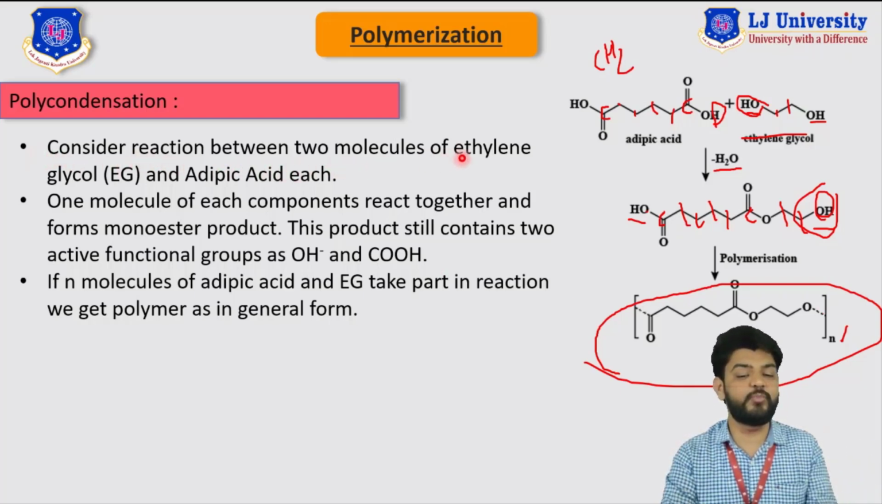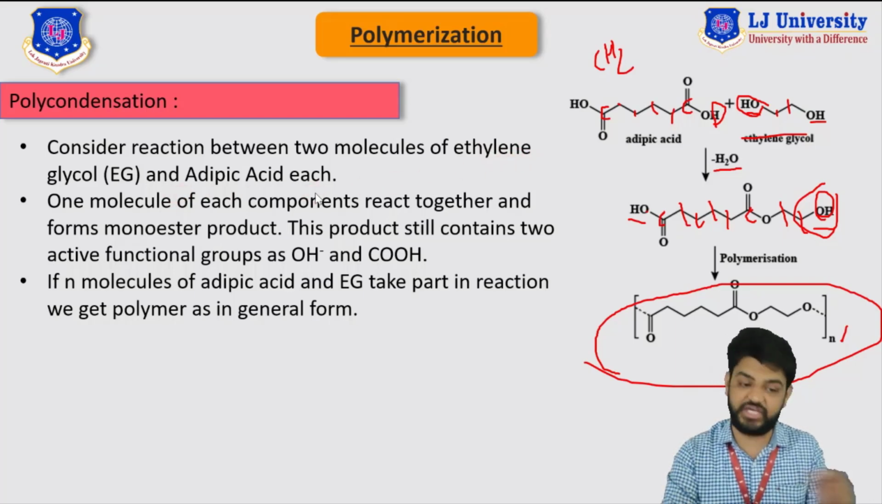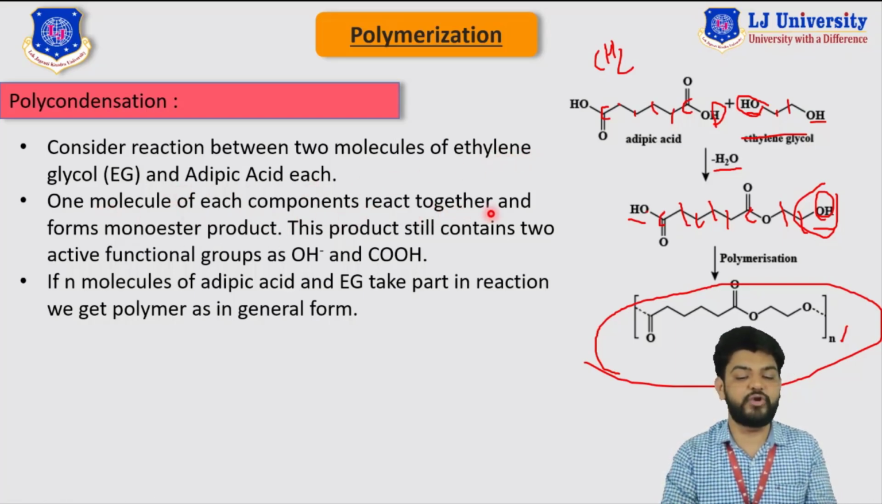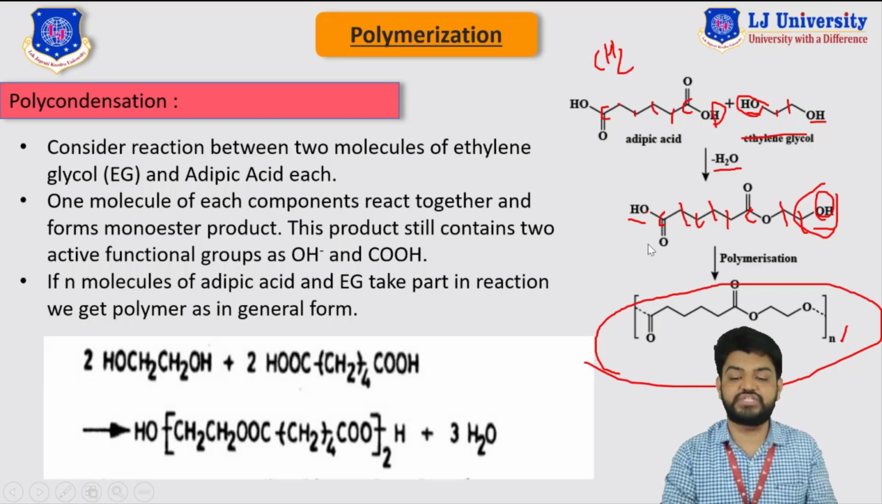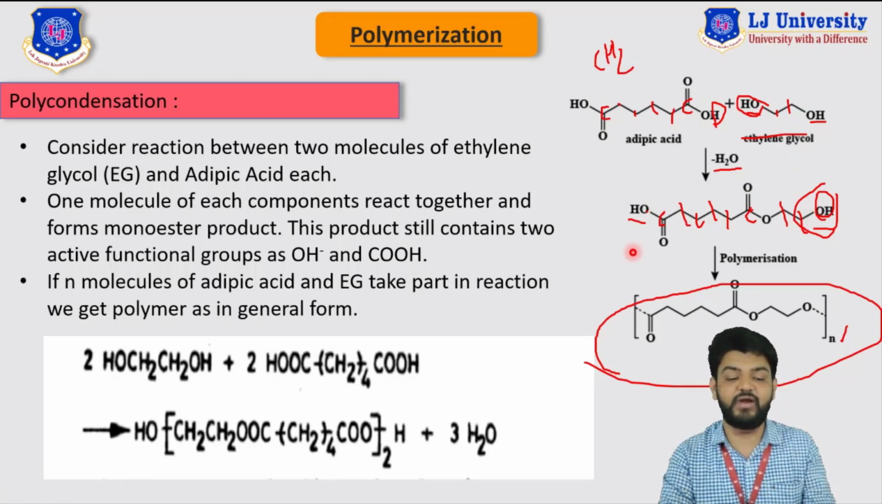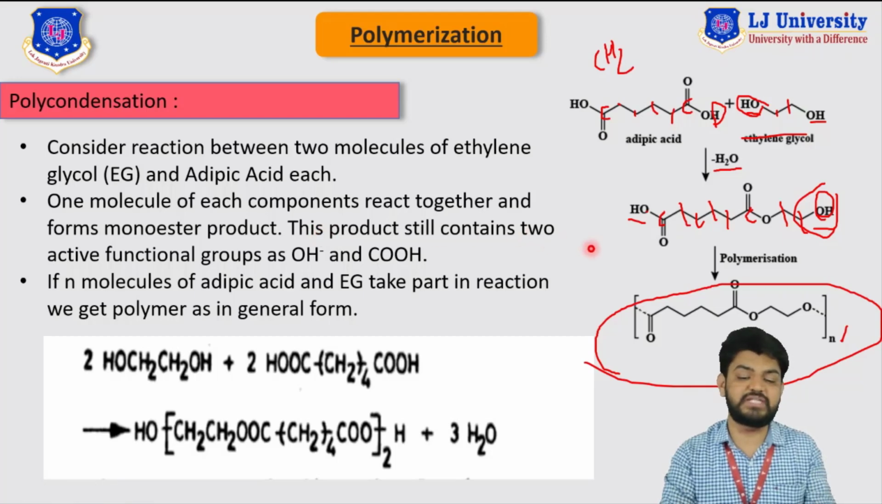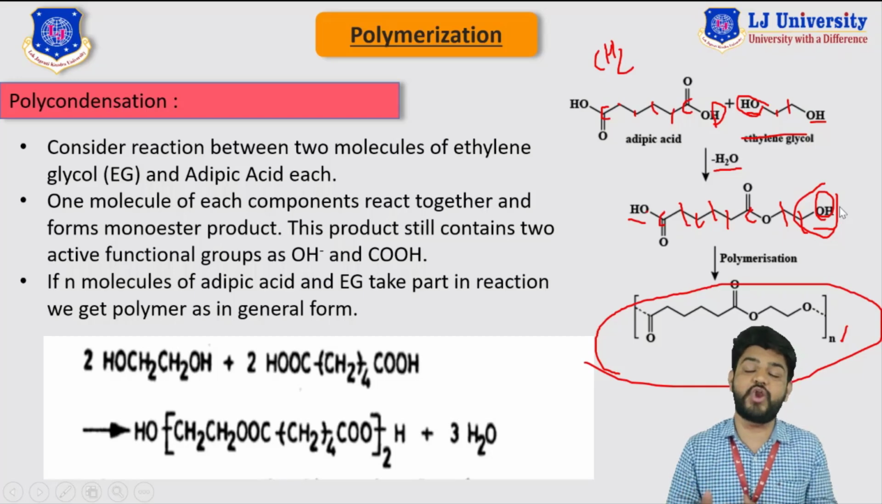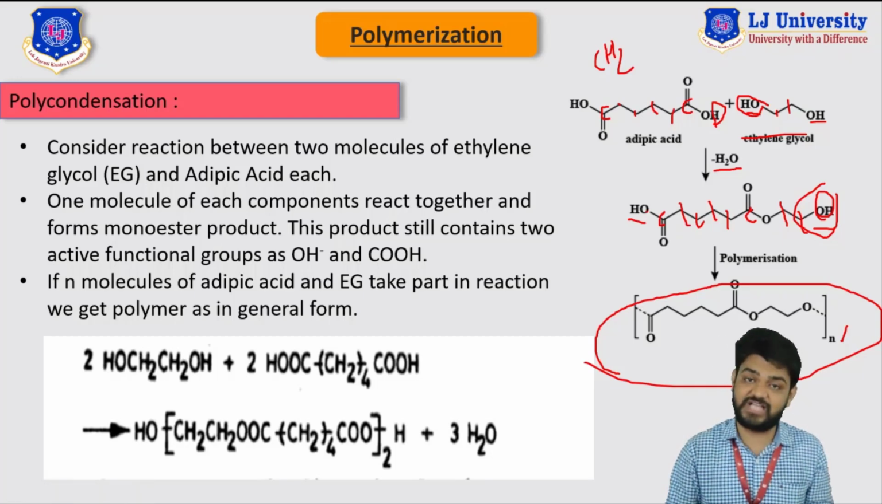Consider the reaction between two molecules each of ethylene glycol and adipic acid. So one molecule of each component reacts to form the monoester product like this. This is the monoester product, right? Here you can see that this adipic acid has reacted with this ethylene glycol and produced one monoester. Now this product still contains two active functional groups, OH and COOH. You can see that here we have COOH and at this end we have OH, so this particular product can further undergo the polymerization reaction and will ultimately produce a long chain of the polymer.